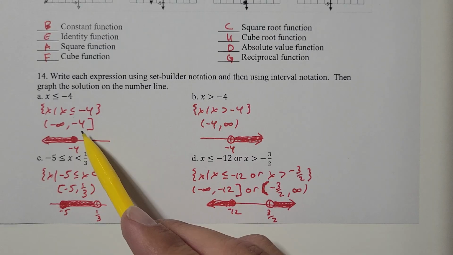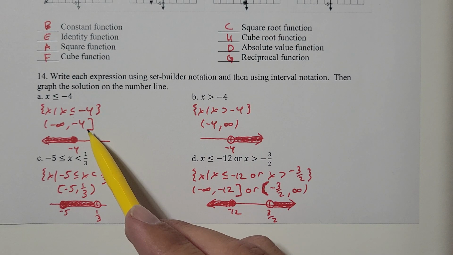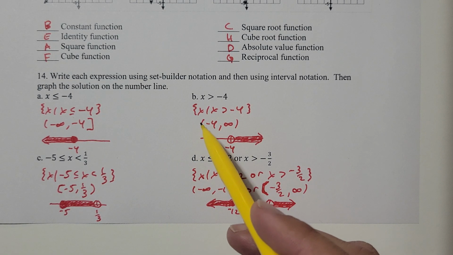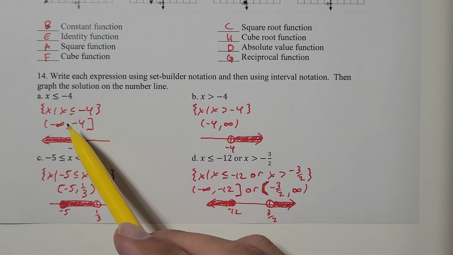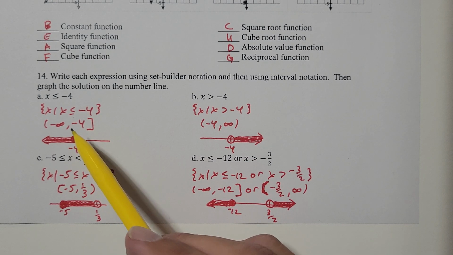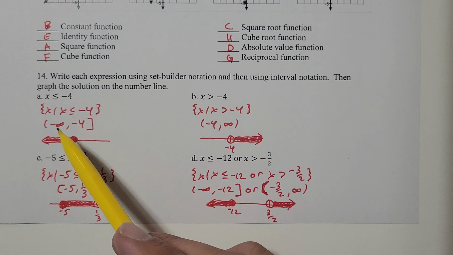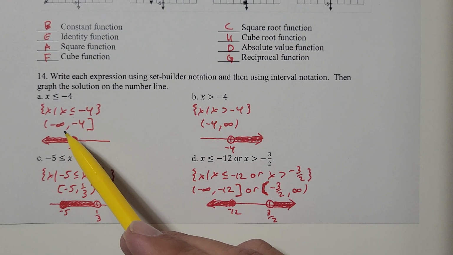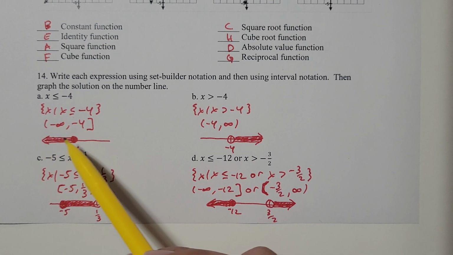Now, in general, whenever you are including a number, you have a bracket by that number, and whenever you're not including that number, you have a parentheses by that number. So because I'm including -4, with that being a less than or equal to sign, I want a bracket by the -4. I will always have a parentheses by the infinity sign and the negative infinity sign, because those are not numbers. It's just a symbol to describe unboundedness in the positive or the negative direction. So this would be my answer written as an interval.